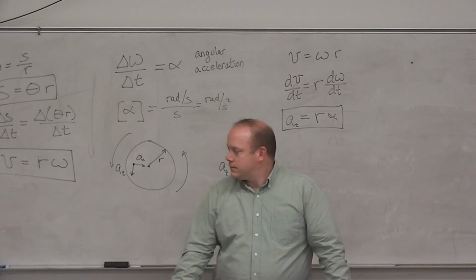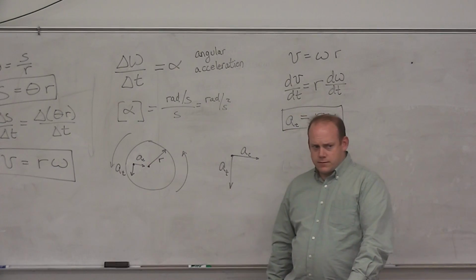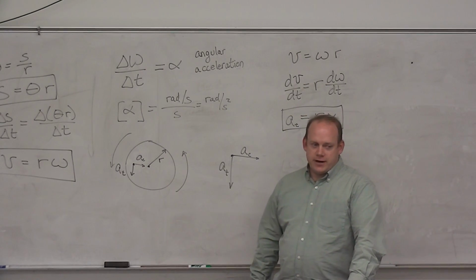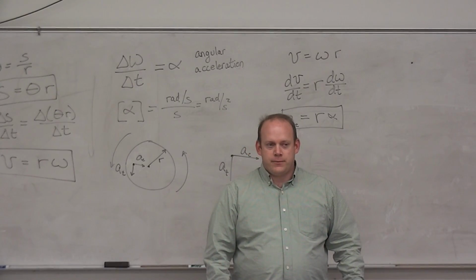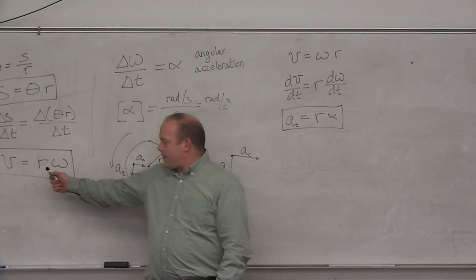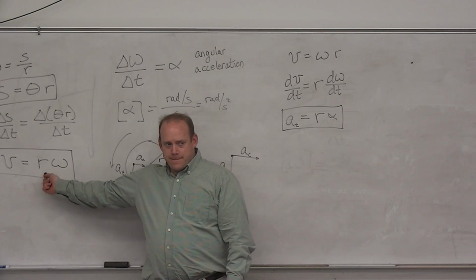Is that v in v equals r omega, is that tangential velocity? That would be a tangential velocity, yeah. So there's no centripetal velocity per se. Your velocity in total comes from here.